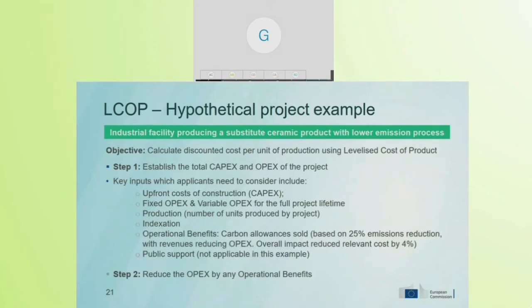So let's look at a hypothetical project example. We need to calculate the discounted cost per unit of production using the LCOP methodology. So the first step is to establish what is the CapEx and OPEX of the project, and we need to know what is the upfront cost of construction, what are the fixed and variable OPEX components for the project lifetime, and what are the number of units we are going to be producing, whatever that unit is, whatever that product is. We check the indexation, which is based on the indexation for our particular country, starting at the years that we've indicated. Then we also check, are there any carbon allowance benefits? Are there any other market-wide benefits that can be counted against our OPEX? Do we receive any ongoing market-wide subsidy, for example, like the SDE plus, and then the OPEX is reduced by this.